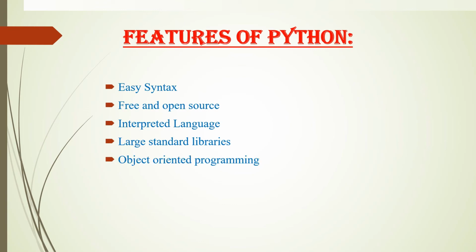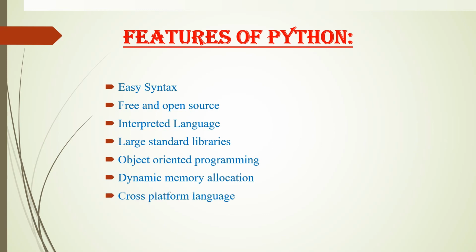5. Object-oriented programming language. Python is an object-oriented programming language. 6. Dynamic memory allocation. In Python, we don't need to specify the data type of a variable. When we assign some value to the variable, it automatically allocates the memory to the variable at runtime.